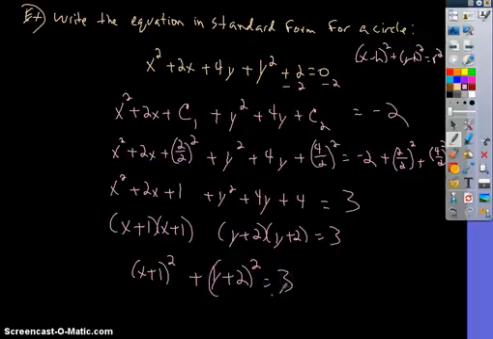And that's it. If I wanted my center, I can easily see my center. It's at -1, -2. If I wanted my radius, I know it's square root of 3. That's it. That's all I have.